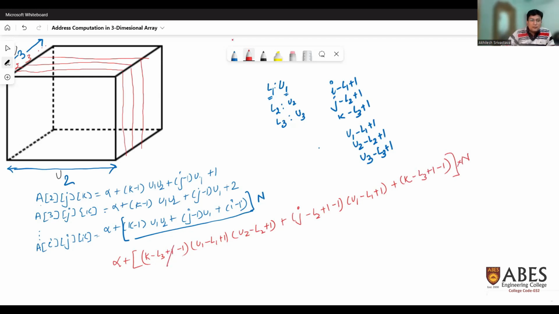Now you can see that the plus 1 and the minus 1 will get cancelled out here, similarly here, and similarly here. So the final formula becomes alpha plus k minus L3 into U1 minus L1 plus 1, U2 minus L2 plus 1, and then plus j minus L2 into U1 minus L1 plus 1, plus k minus L3.